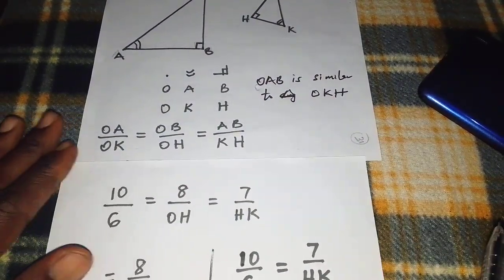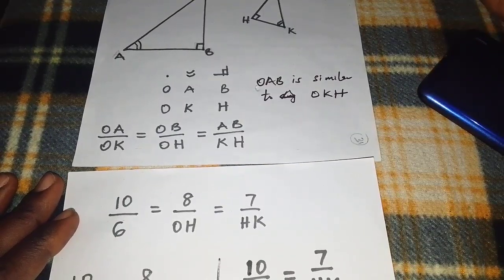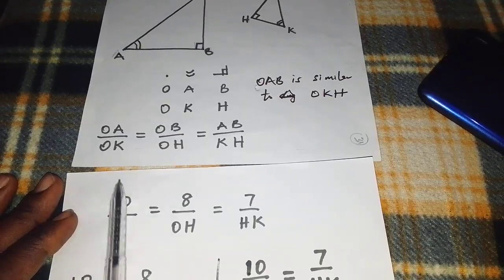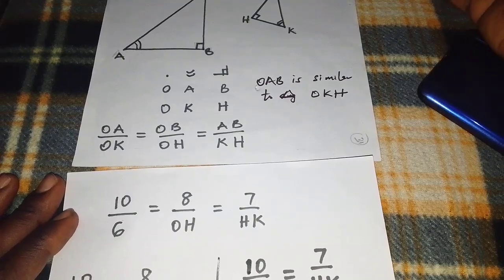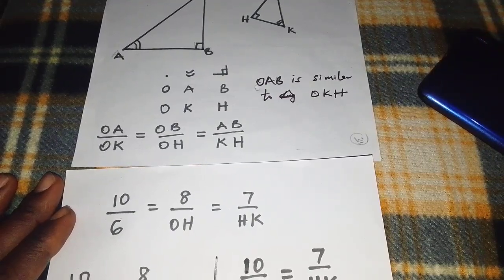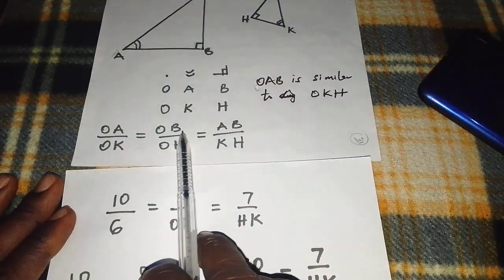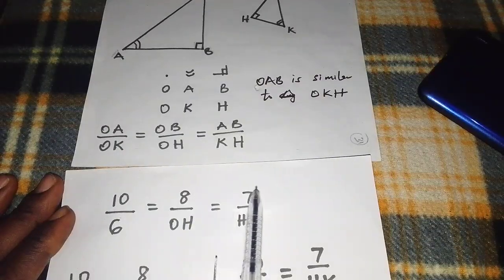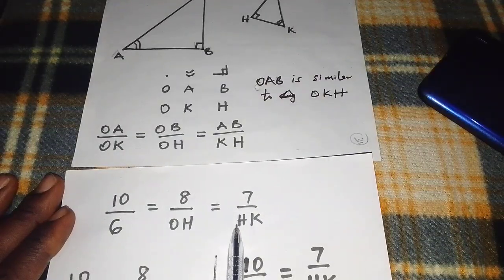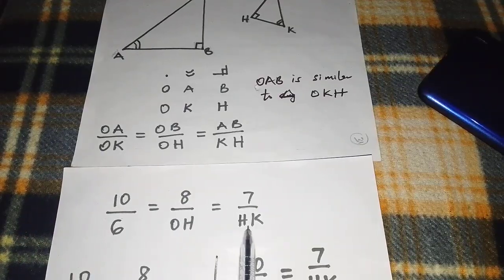So you realize that the question says that our OA is 10 centimeter. So in place of OA, I'll put 10 centimeter over OK. OK is from the question, 6 centimeter. So over 6 centimeter is equal to, from the question you realize our OB is what? 8. Then we are told to look for OH. Then is equal to our AB, which from the question we realize is 7 centimeter. We are told to look for what? HK. So we are looking for side OH and side HK.